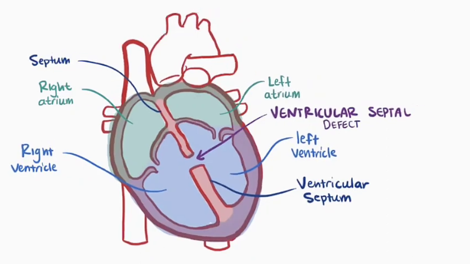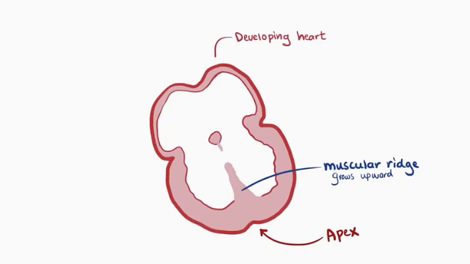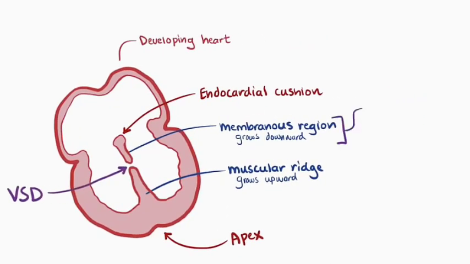The septums form during development as this muscular ridge of tissue grows upward from the apex, or the tip, and then fuses with a thinner membranous region coming down from the endocardial cushions. Voila! 2 separate chambers. If these don't fuse though, then a gap is left between the 2 chambers. In other words, a ventricular septal defect, or VSD, and the majority of these cases are caused by a defect in the membranous portion of the septum.